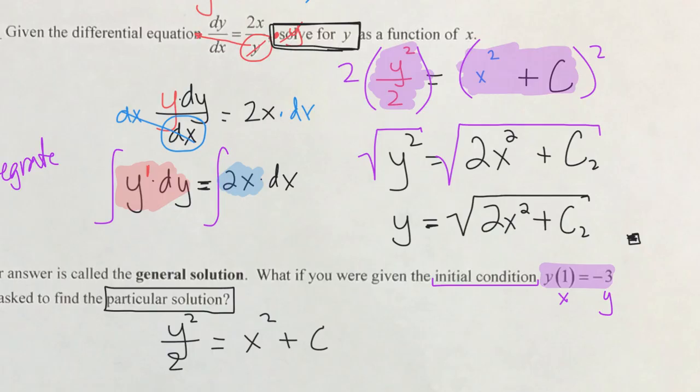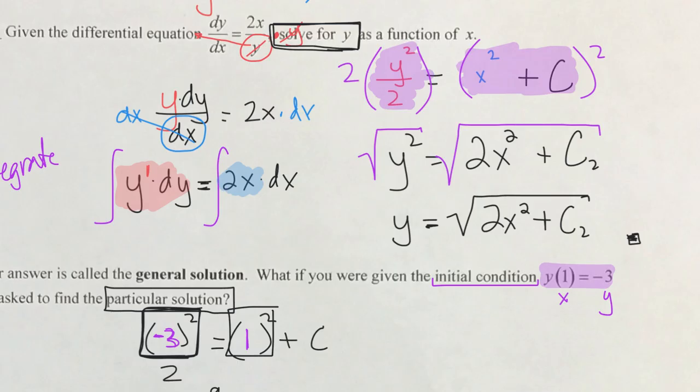So let's replace our values. Positive 1 is your x value, and negative 3 is our y value. So we replace y with negative 3, and we replace x with 1. Now our only variable is c, and we can do the algebra to solve for c. What is negative 3 squared? Positive 9. 9 divided by 2 is just 9/2. 1 squared is 1 plus c.